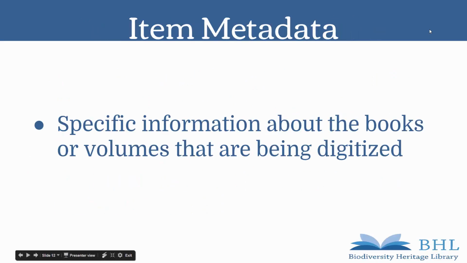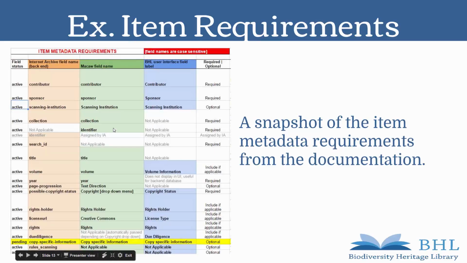The second part of the required metadata is item metadata. Unlike title metadata, each individual item gets its own item-specific item-level metadata. This is an example of the various pieces of information we need to describe an item or volume in our collection. For every item in BHL, we need to understand who is contributing the item to BHL, or the contributor field, and who is sponsoring or paying for the item to be scanned.